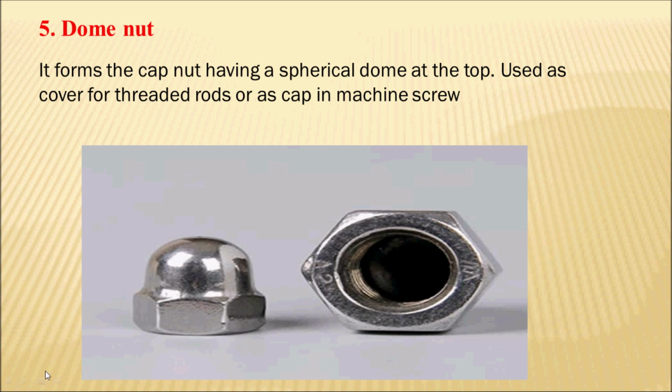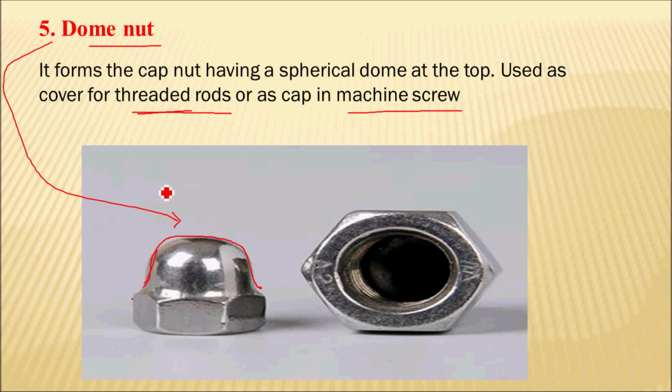Next is the dome nut. In the image, it is a form of cap nut that has a cylindrical dome shape at the top. That is why it is called a dome nut. It is used as a cover. This dome is used as a cover for a threaded rod, or it can be used as a cap on a machine screw. So in applications where the thread is to be protected, the dome nut can be helpful.